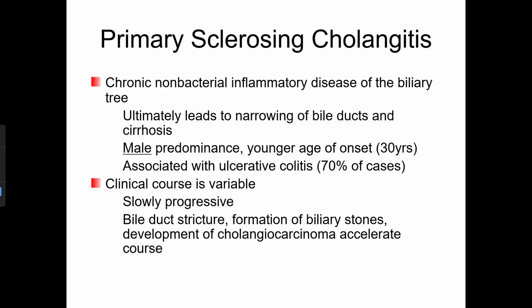Primary sclerosing cholangitis is a chronic non-bacterial inflammatory disease of the biliary tree that ultimately leads to narrowing of the bile ducts and cirrhosis. There is a male predominance, younger age of onset, about 30 years, and it's associated with ulcerative colitis. Clinical course is variable. It's slowly progressive. Eventually, you see bile duct stricture, formation of biliary stones, and the development of cholangiocarcinoma, which accelerates the course.